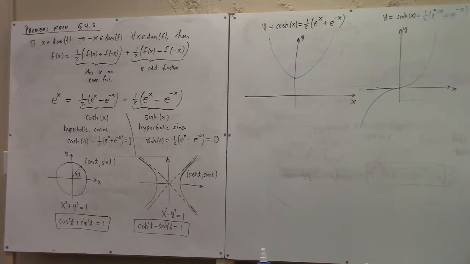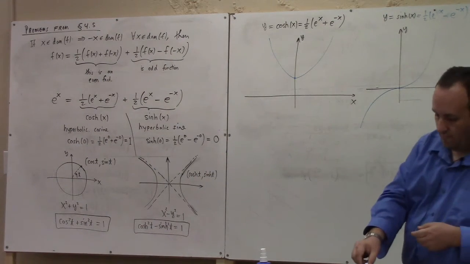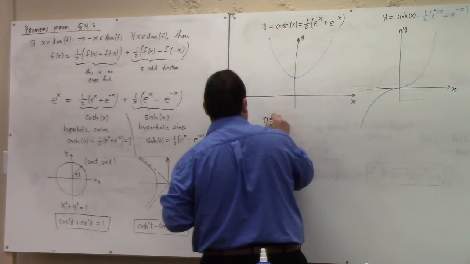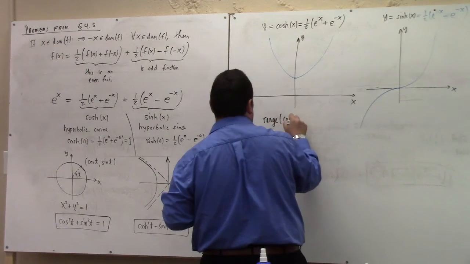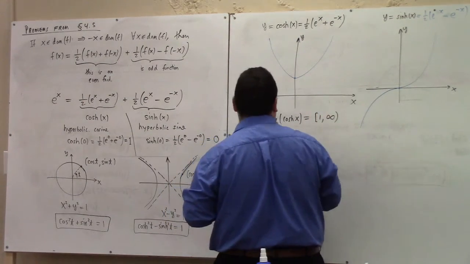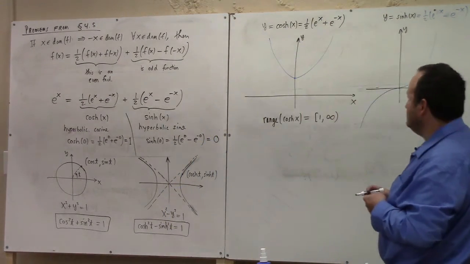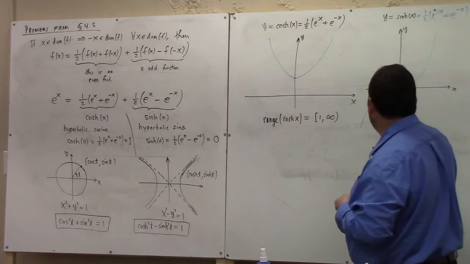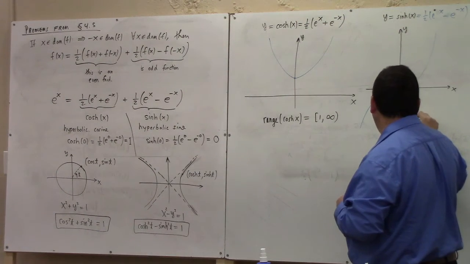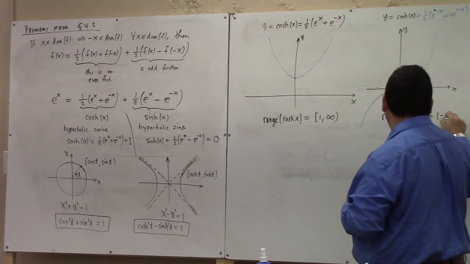So you can tell me, what's the range of cosh? I heard 1 to infinity. 1 is included, right? Exactly. You got it. What's the range of sinh? Yeah, minus infinity. It's everything, right?